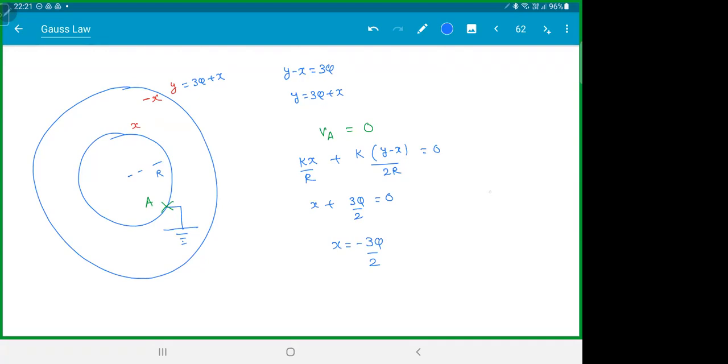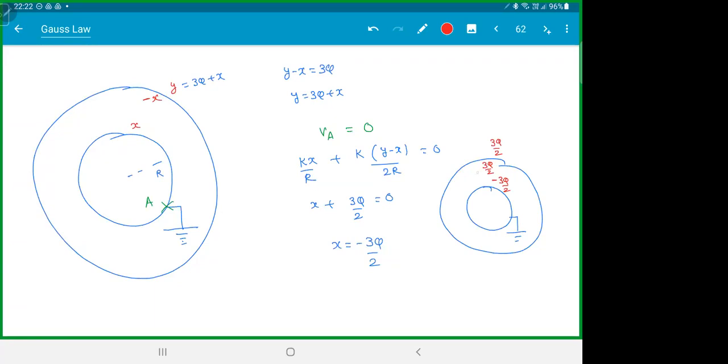So that means your final answer is this. The moment you ground the inner shell, this guy will get a charge of negative 3q by 2. This guy will get 3q by 2. Outside you will get 3q by 2. This is a charge distribution. Outside total should be 3q. That we can never change.